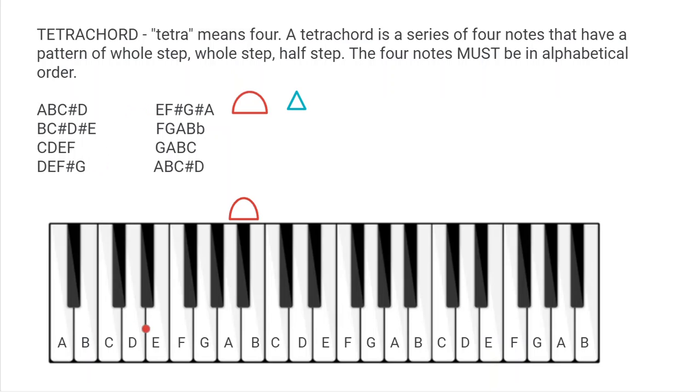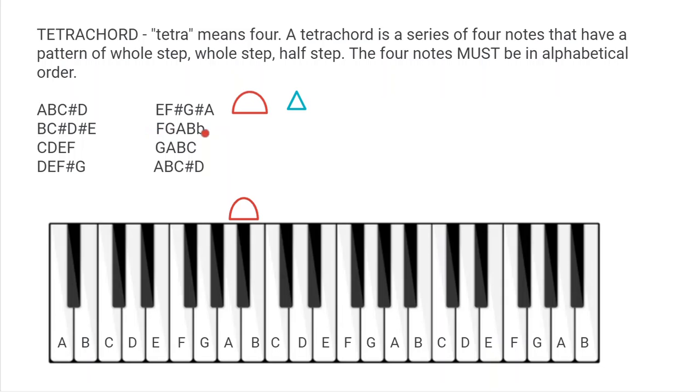From E, we go up a whole step to F sharp. Remember, we have to keep it in alphabetical order. F sharp, another whole step to G sharp. Up a half step to A. E, F sharp, G sharp, A is your E tetrachord.